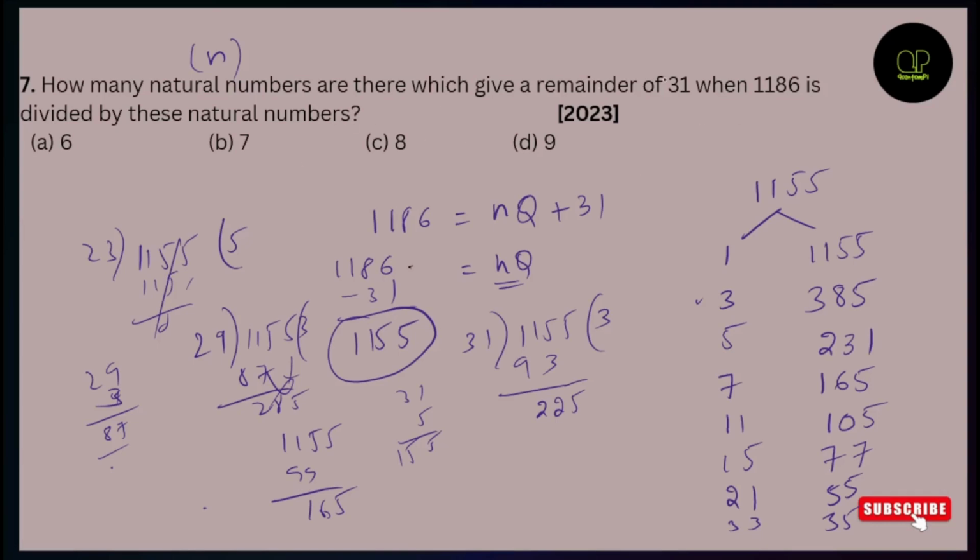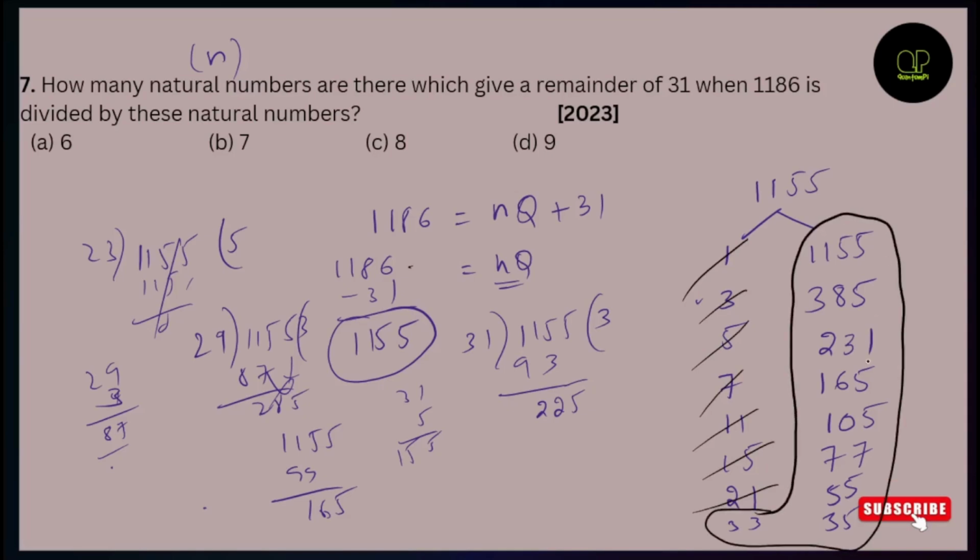Okay. So he's asking which gives a remainder of 31 when it divides 1186. To give remainder 31, those divisors have to be more than 31, because when you divide a number by 3, the remainders will be only 0, 1, 2. When you divide by 7, the remainders will be only from 0 to 6. So any factor above 31 is your answer. So this gets cancelled. So your answers have to be these.